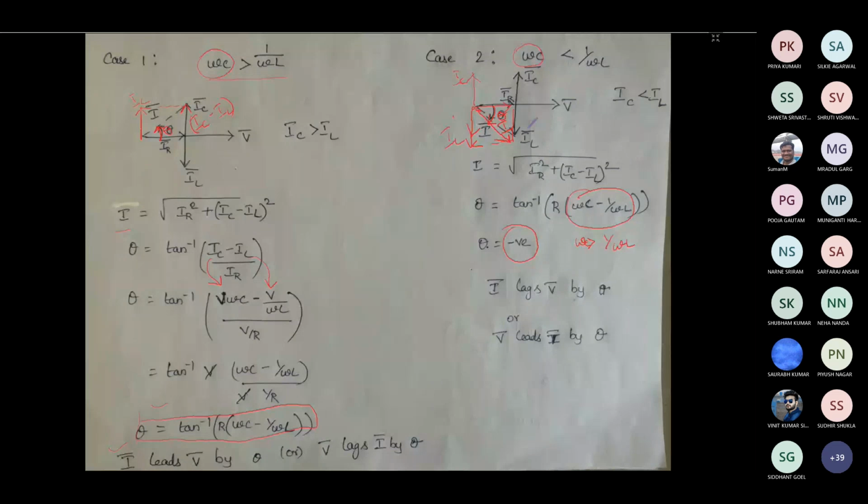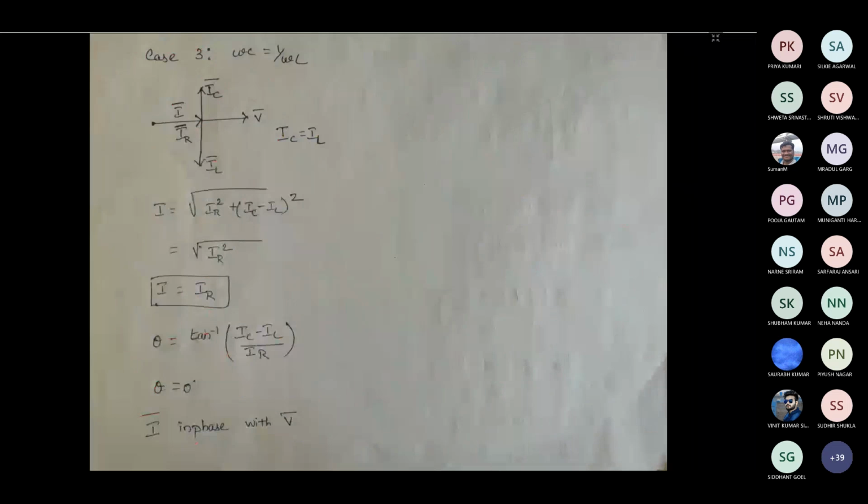So this is behaving like an inductive circuit. If it is behaving like an inductive circuit, we know that the current will always lag the voltage by an angle theta. And the third case is omega C is equal to 1 by omega L. So the inductive reactance and capacitive reactance will get cancelled out, or inductive current and capacitive current will get cancelled out. So we will be getting only the current of the resistor. Okay, so we will be getting the current that is equal to I_R.